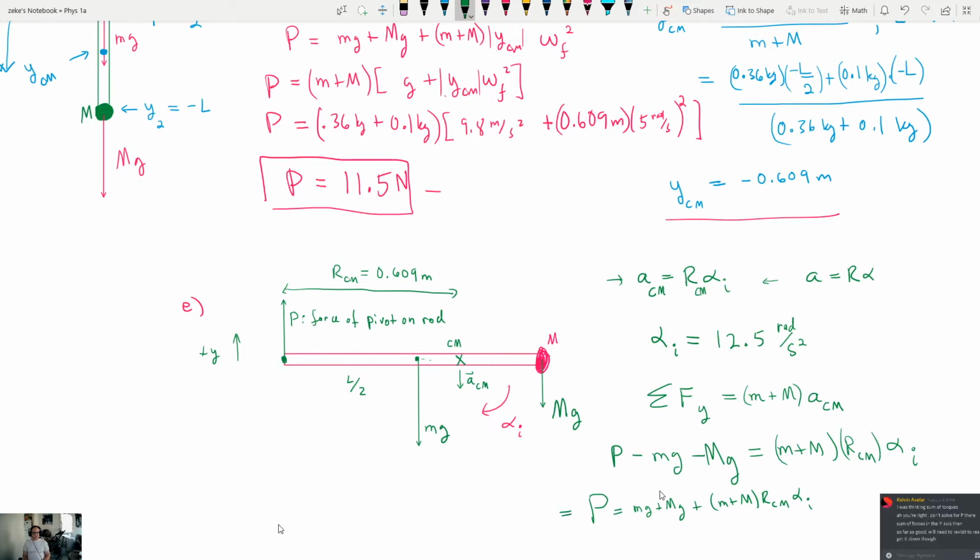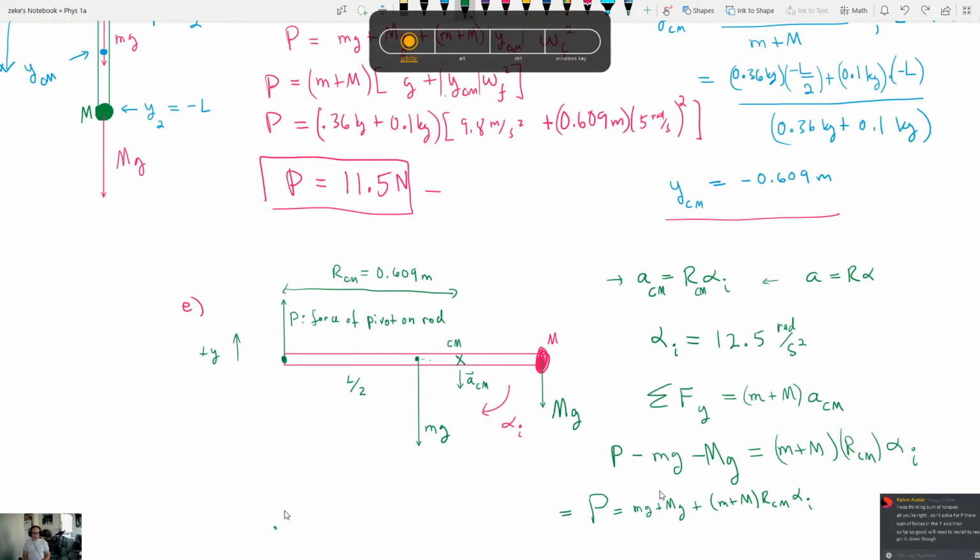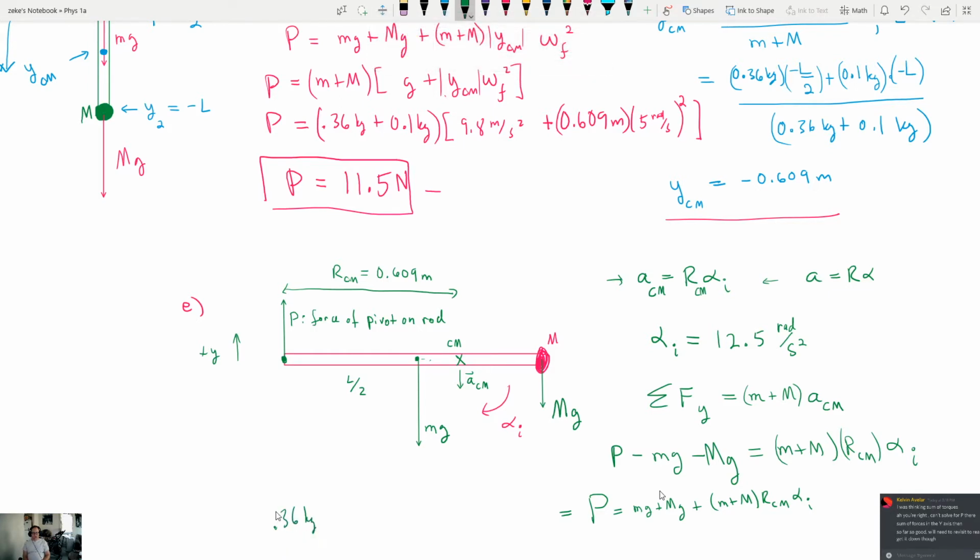So little m was 0.36, plus big M is 0.1, times gravity, plus R_CM, which is 0.609. We calculated that in the previous part, times alpha I, which was 12.5. And that should all be equal to P.